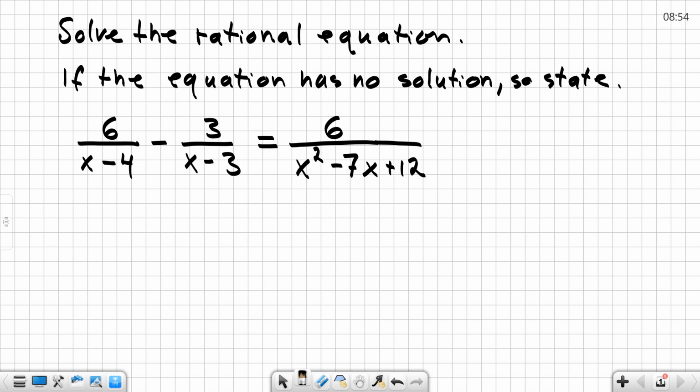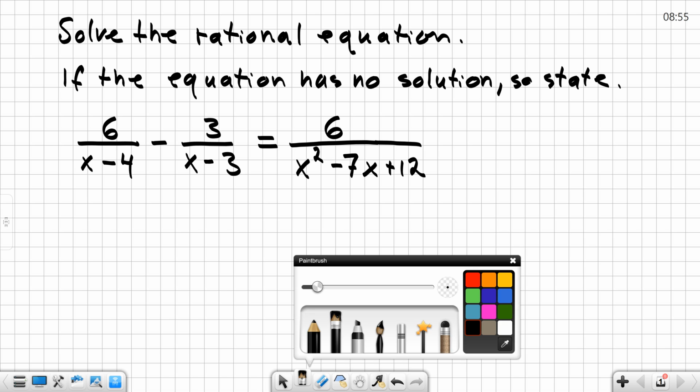We are supposed to solve a rational equation, and if the equation has no solution, then we are supposed to state so. So we have an equation 6 divided by x minus 4 minus 3 over x minus 3 is supposed to be equal to 6 divided by x squared minus 7x plus 12. Since we have variables in the denominator, the first thing that we need to find are the restrictions.